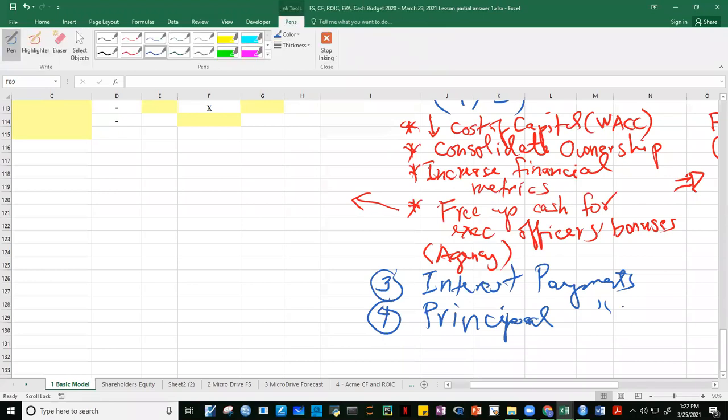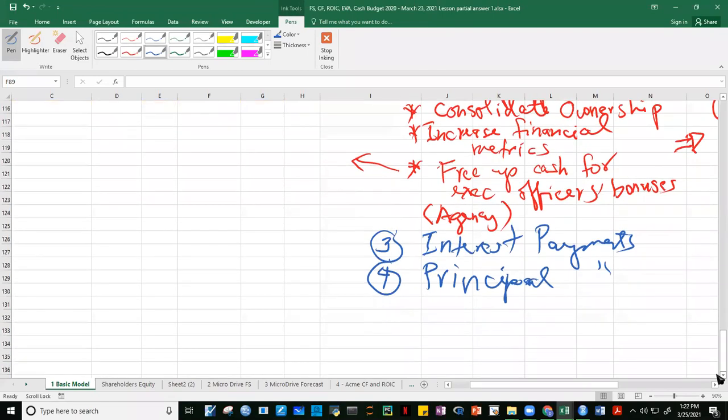Okay, principal payments. And lastly, guys, number 5, let's write number 5, is also investment in non-operating assets.